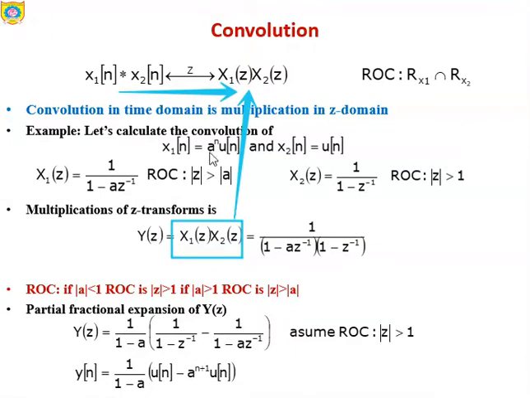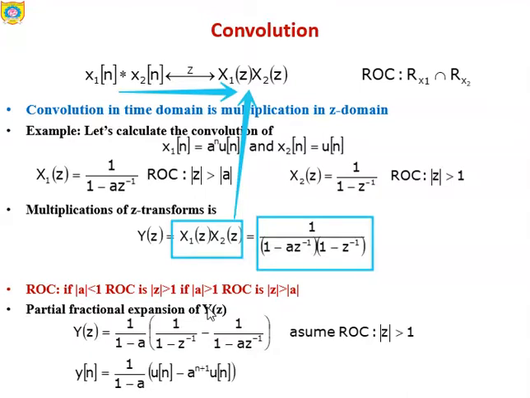Once we have this resultant multiplication in this particular format, we can conclude the ROC. The ROC will be what? If mod a is less than 1, the ROC is mod z greater than 1. If mod a is greater than 1, the ROC is mod z greater than mod a.